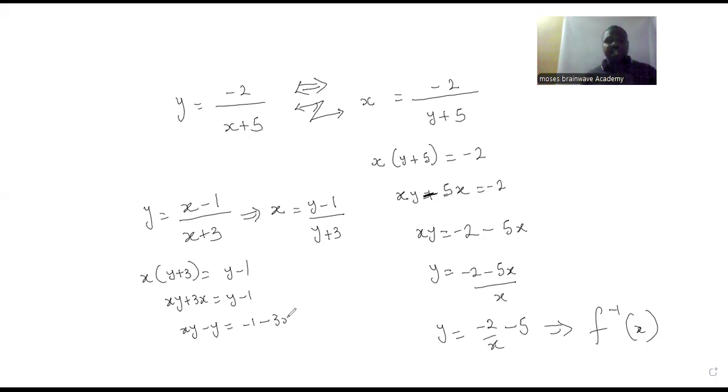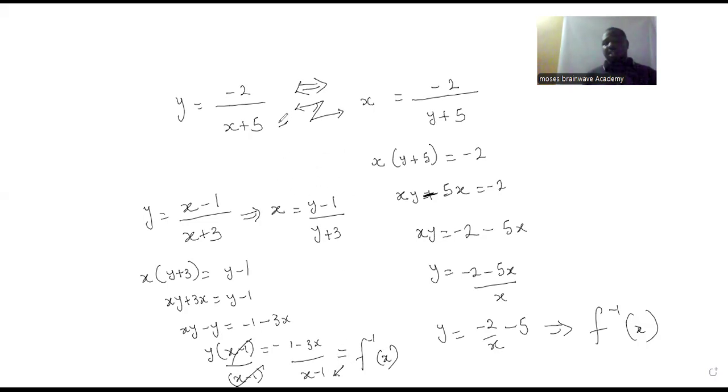minus 3x. I can factor out y. I'll be left with y times x minus 1 is equal to minus 1 minus 3x. I can divide both sides by x minus 1. So this is going to go with this, and automatically this becomes my f inverse of x. How cool is this?